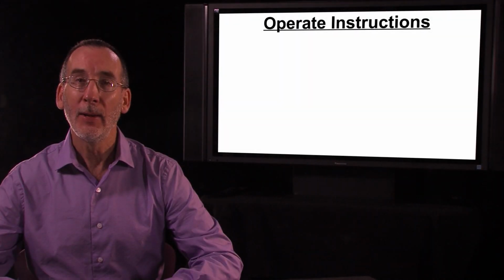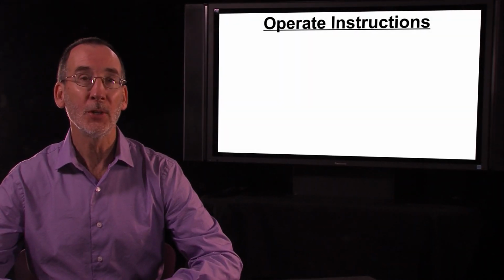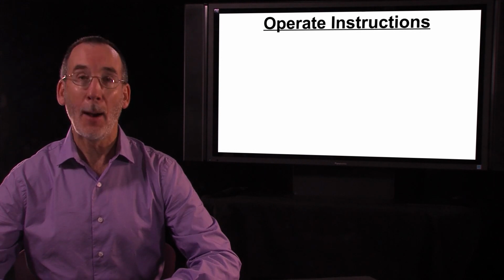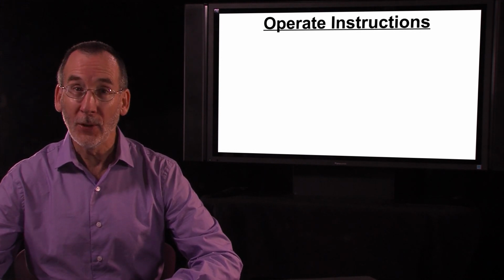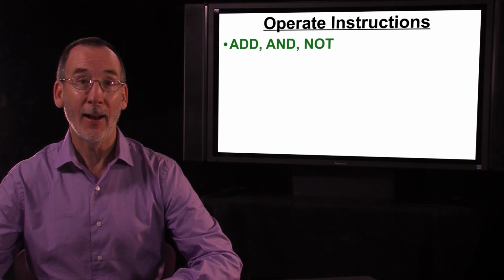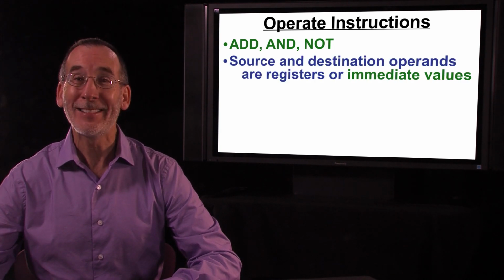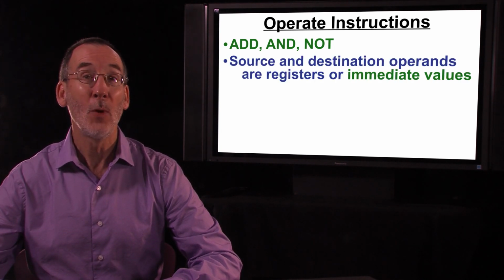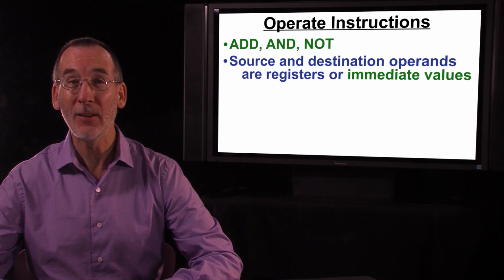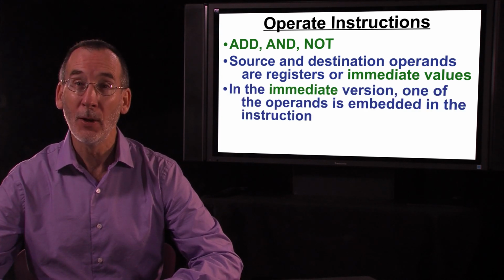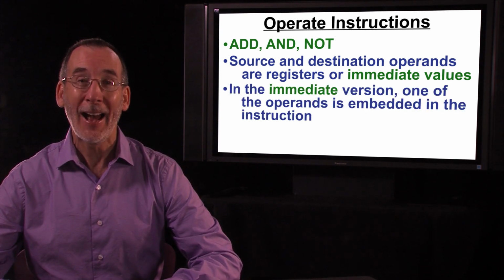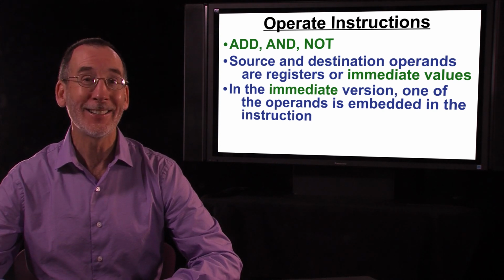Now we'll cover each of the LC3 instruction types. Let's start with the operate instructions. There are three of those: add, and, not. And the source and destination operands are either register values or immediate values. Now, in the immediate version, one of the operands is actually embedded in the instruction as a constant.